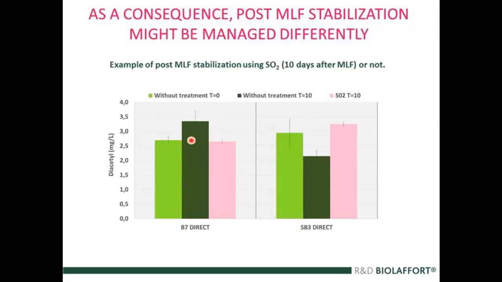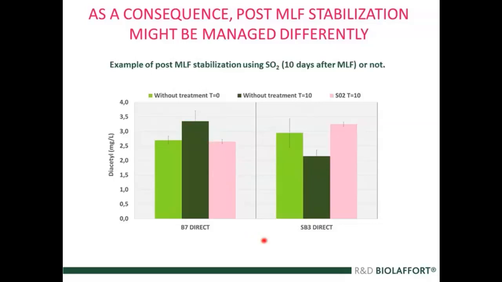You see that for B7, if you stabilize with SO2, 10 days after malolactic fermentation you will have a lower diacetyl remaining in the wine, whereas if you haven't stabilized with SO2, after 10 days you will have a higher diacetyl concentration, because you will not have blocked the citric acid metabolism that again continues after malolactic fermentation.